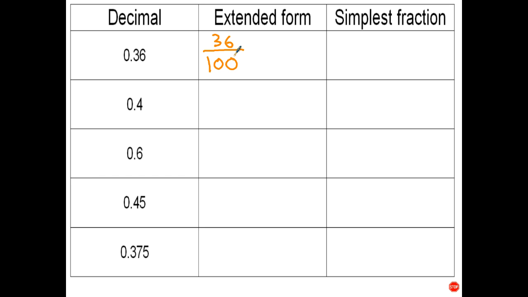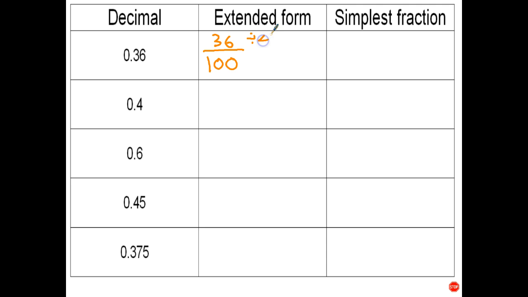Okay, and that's correct, but now we want to simplify it. So now we have to say, what number can I divide into both 36 and 100? And if I can find the largest number that divides into both of those, the highest common factor, I can do it in one step. Otherwise, I might have to do it in a couple of steps. So in this case, I know that 4 goes into 36 9 times. 4 goes into 100 25 times.